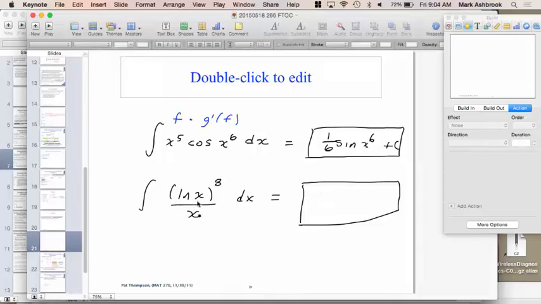So there's our g prime. Here's our chain, right? Our chain is the derivative of the inside. There's our chain rule, the chain part. So we're going to do 1/9 ln of x all to the 9th plus c. Done. How many got it before I wrote it? Good. Okay, that's the goal.